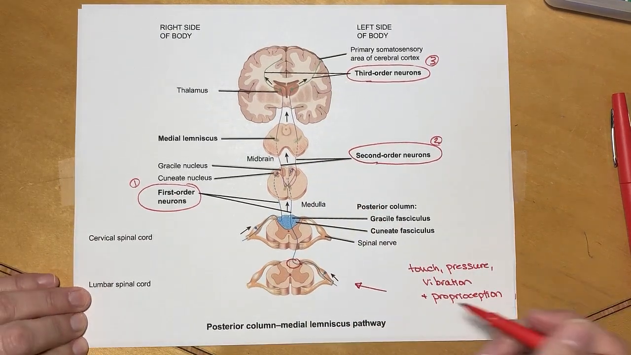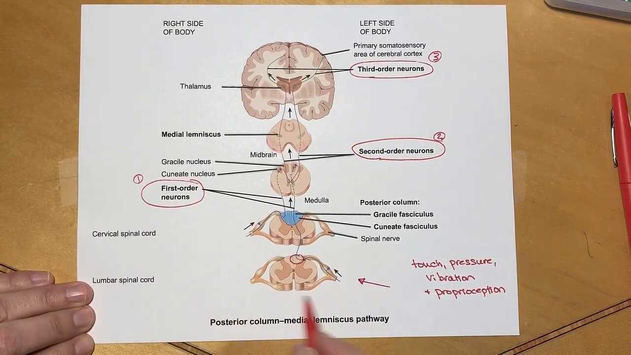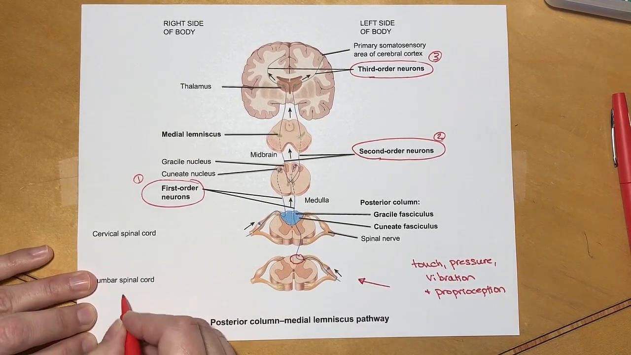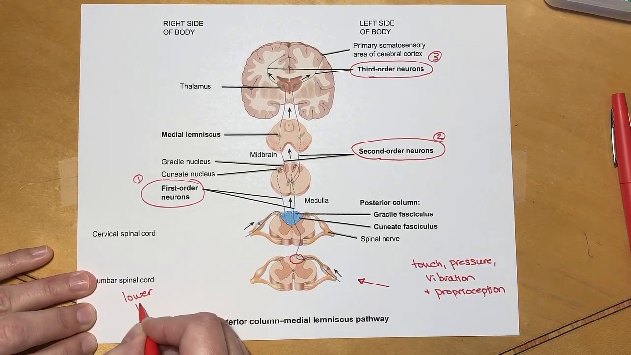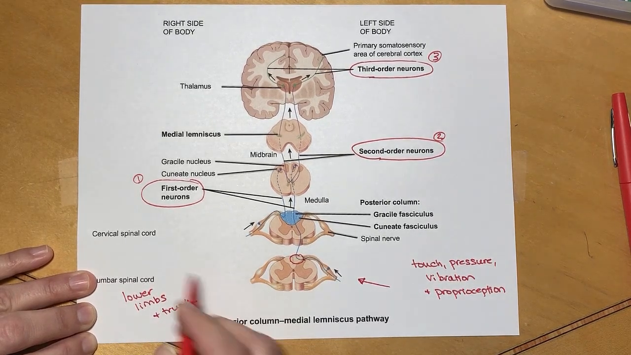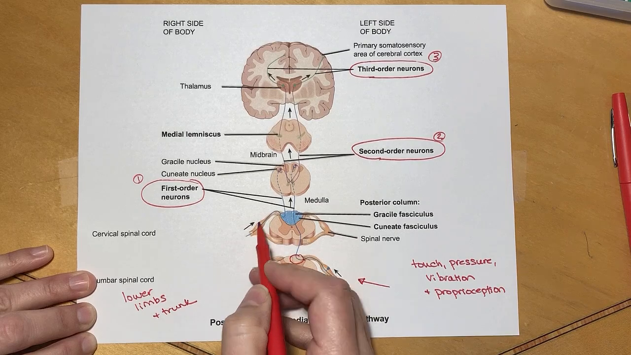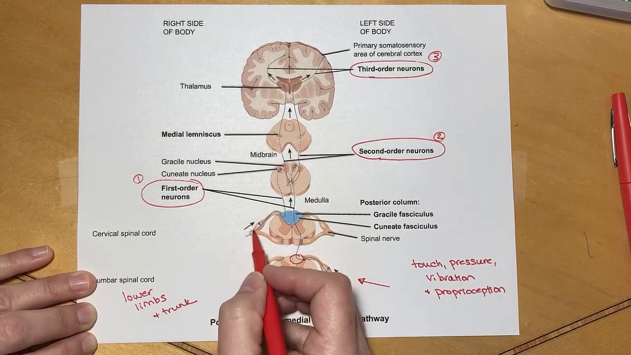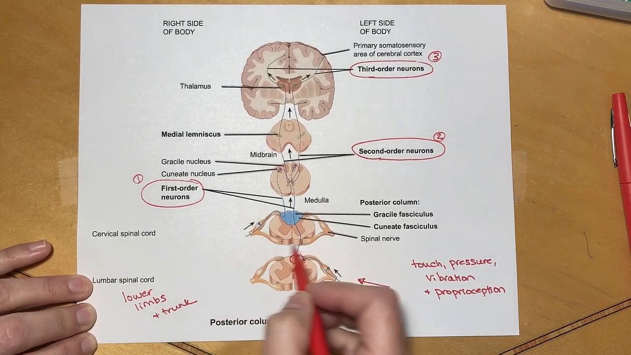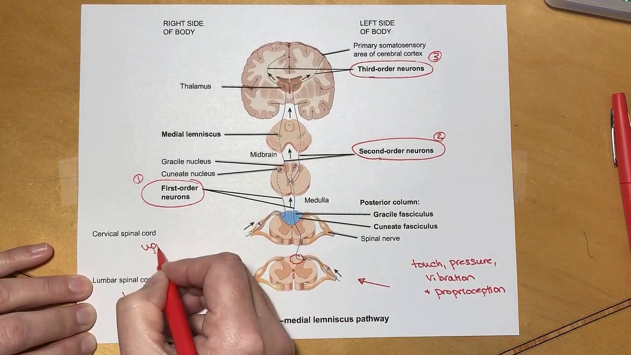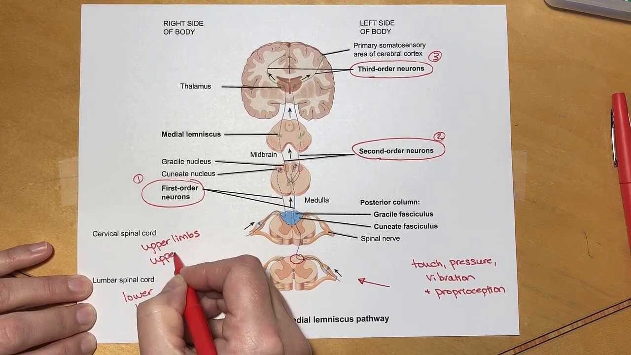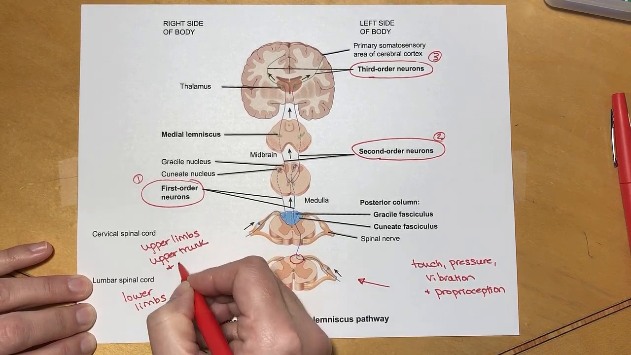One thing I wanted to point out is that here on the lumbar spinal cord, you're going to be bringing in information from the lower limbs and the trunk. Information that's coming in on the cervical spinal cord, so much higher up, remember this is the lumbar region. On the cervical region, we're going to be bringing in information on the upper limbs, upper trunk, and the posterior head.